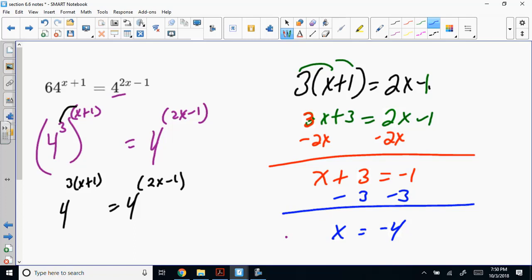Like when you go to put it back in, if I put negative 4 back in, it'd be negative 4 plus 1, which is negative 3. So 64 raised to negative 3. We know that would be a fraction, not a decimal, because of the negative exponent. So 2 times negative 4 is negative 8. Minus 1 is negative 9, right? So 4 raised to negative 9 should be the same as 64 raised to the negative 3. Sorry, I can't do math tonight.